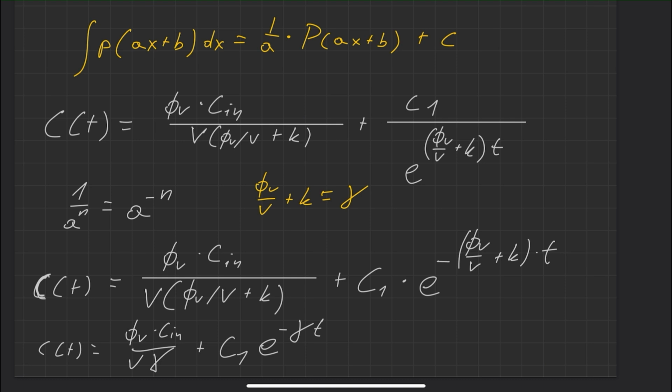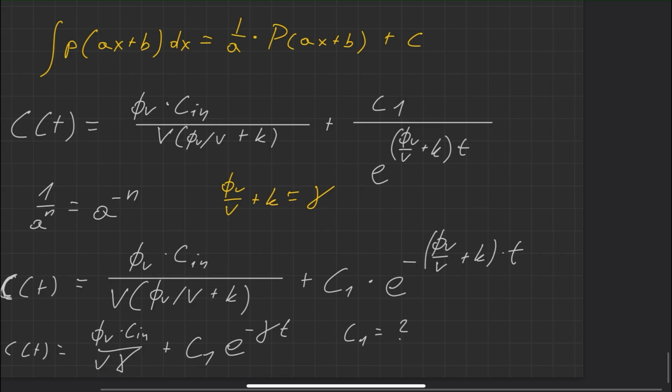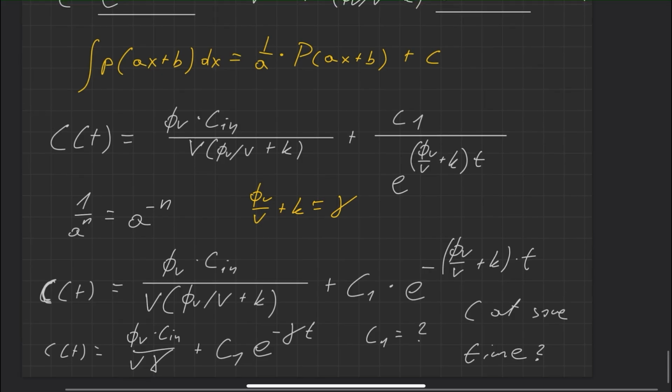Now, to calculate everything precisely, we would need some more data. For example, the initial conditions. So we would need to know how to calculate C1. For that, we would need to determine what is the concentration at some given time. Then we can substitute everything and simply get our answer.